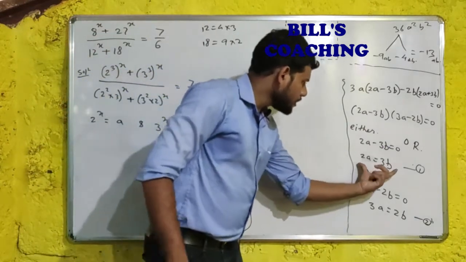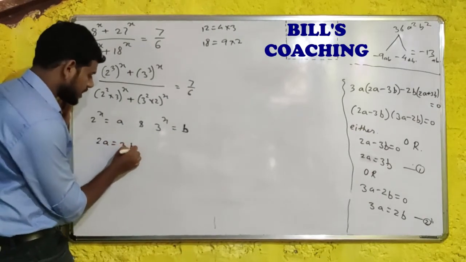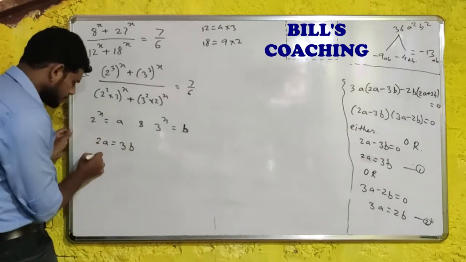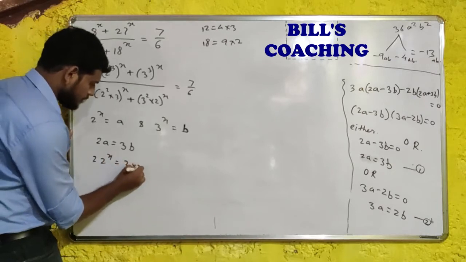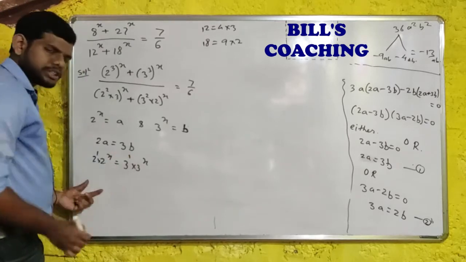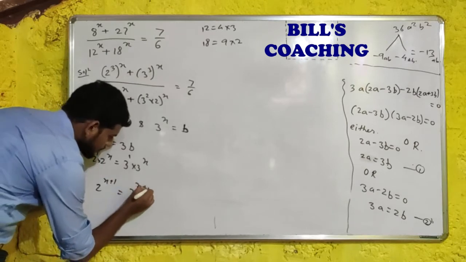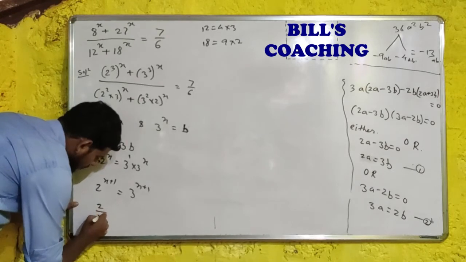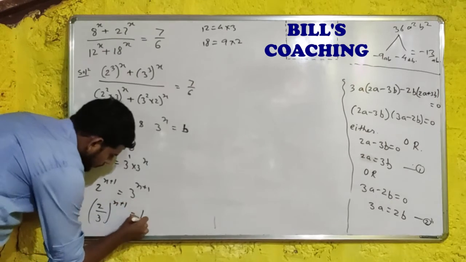Now same thing, we'll bring this term over here, 2a = 3b. Now a will be 2 raised to x, and b is 3 raised to x, right? This power is 1, this power is 1. Powers will get added up, so we can say 2 raised to x+1 is equal to 3 raised to x+1. Simple thing. We'll divide this now. So what we'll get? (2/3) raised to x+1 will be equal to 1.